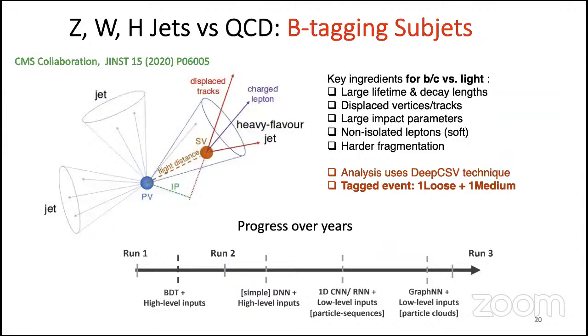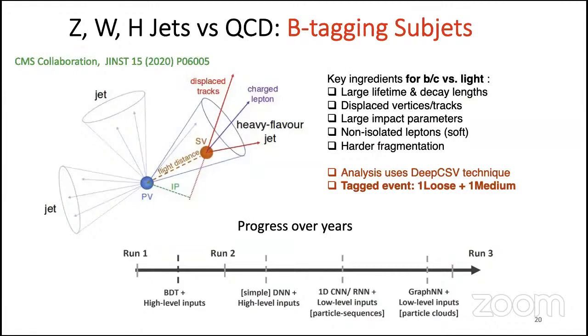So the b tagging is used in subjets to separate heavy quarks versus light quarks, using the properties of the heavy quarks, like the large lifetime, the decay length, the displaced vertices, the large impact parameter between vertices, the non-isolated leptons, soft leptons or low pT leptons, and fragmentation of the jets.